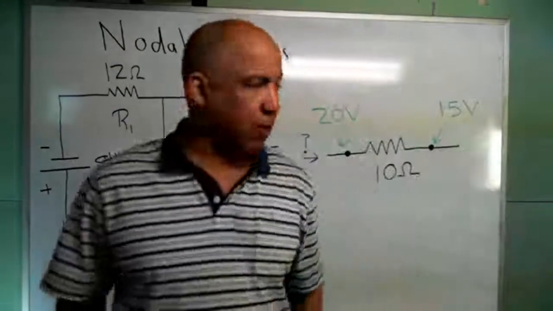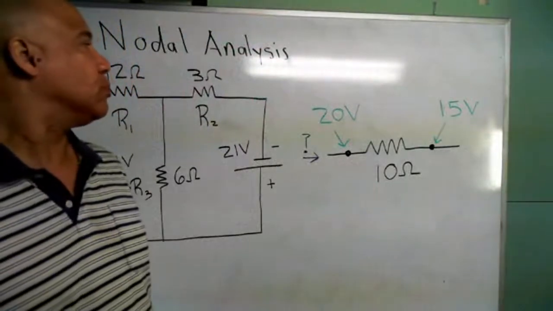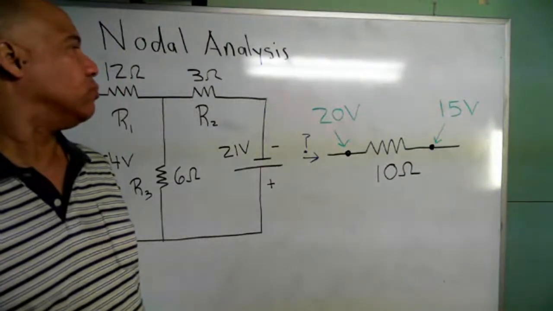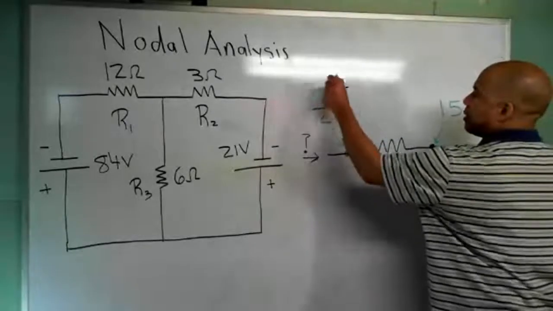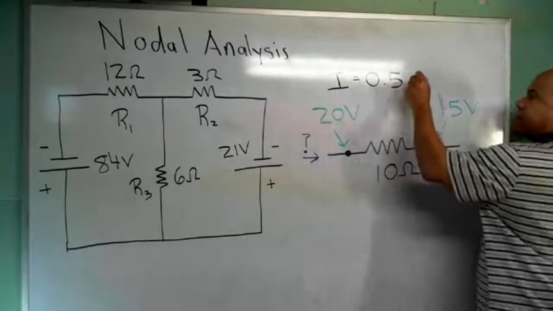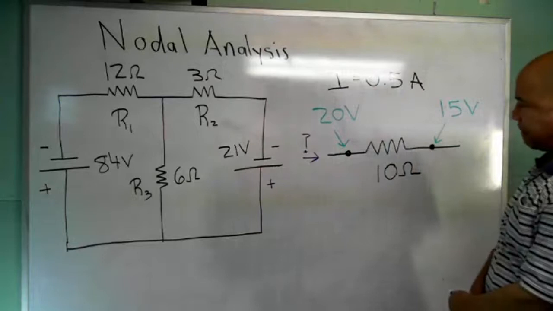Anybody got an answer for me? What's the current flow through the 10 ohm resistor? 0.5. 0.5 is correct. So the current is 0.5 amps. Now, how did you get 0.5? What did you do?